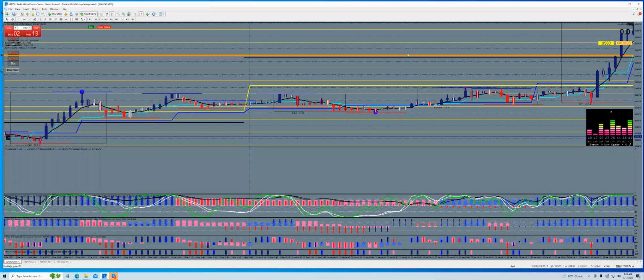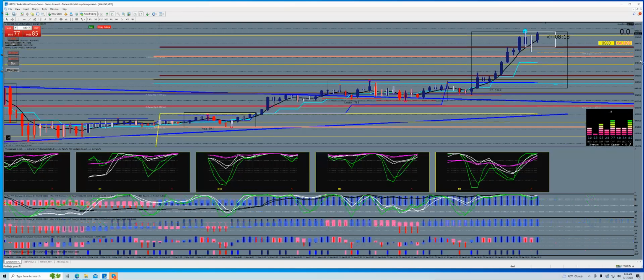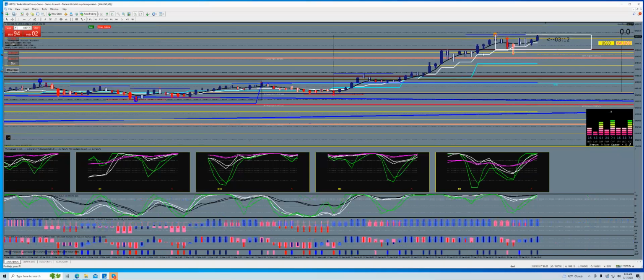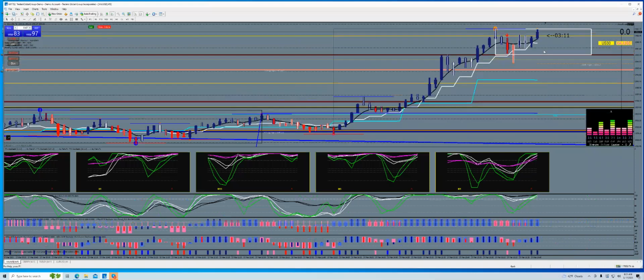Let's go back to the 15. The 15 is back in sync. So that would have been a 5-minute. This trade would have worked out better than the previous one.